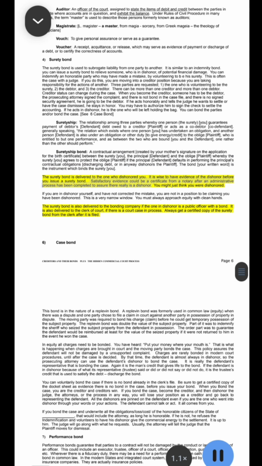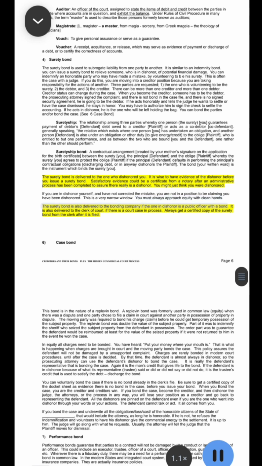Satisfactory evidence could be a certificate from a notary after an administrative process has been completed to assure there really is a dishonor. You might just think you were dishonored. If you are in dishonor yourself, and have not corrected the mistake, you are not in a position to be claiming you have been dishonored. This is a very narrow window. You must always approach equity with clean hands.